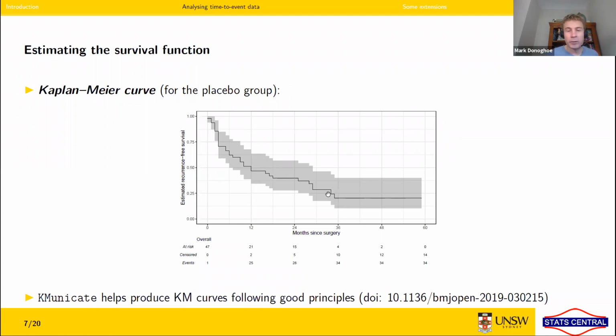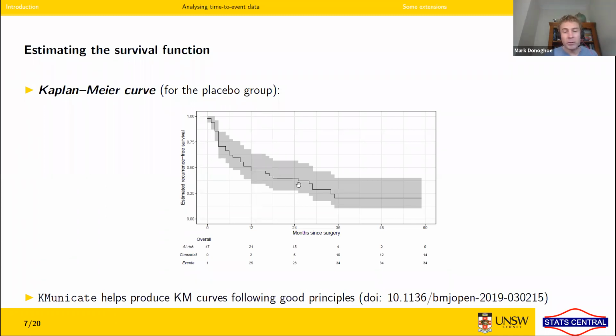We can look at this curve in two ways. One option is to look at a particular time point and get an estimate of the proportion of people who are event-free up until that time. For example, we can look at 2 years post-surgery, go up to the line and see that it looks like around 40% of patients were recurrence-free.